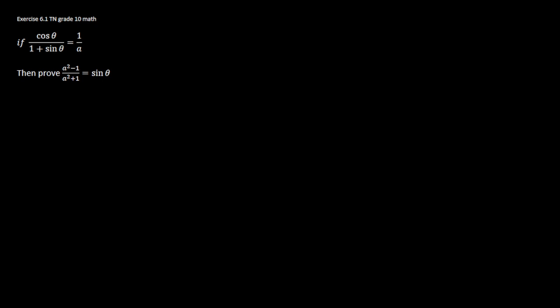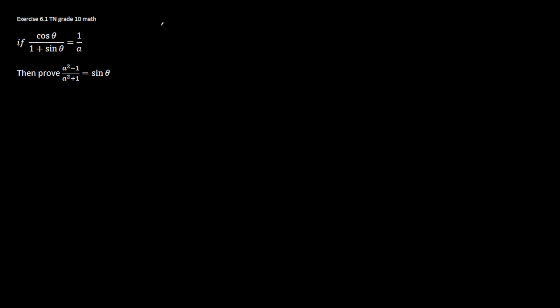In today's video, we're going to be solving a problem that appeared in the TN Grade 10 Math textbook. It's exercise 6.1, to be clear. The problem states that if cos theta over 1 plus sine theta is equal to 1 over a, then prove that a squared minus 1 over a squared plus 1 is equal to sine theta. So let's try to find a and a squared.